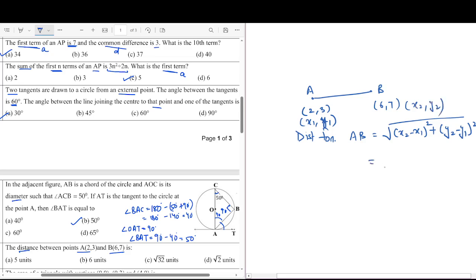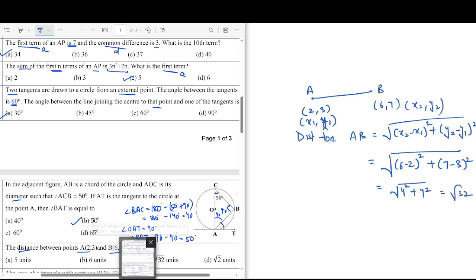Now we will put in the values. So we get the square root of (6 minus 2) whole square plus (7 minus 3) whole square. When we solve, we get 4 square plus 4 square, that is equal to the square root of 32. So we can see here that the square root of 32 means option C is the correct option.